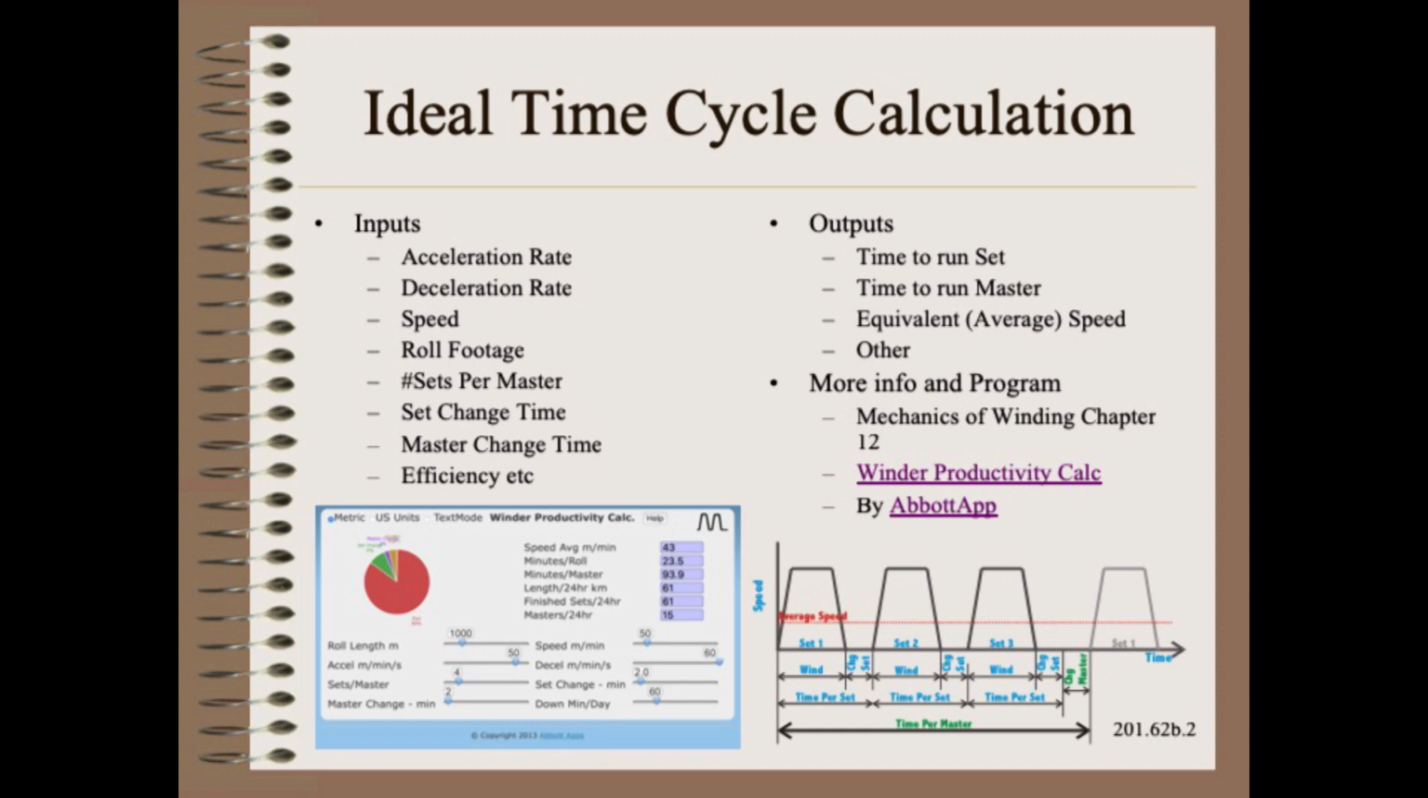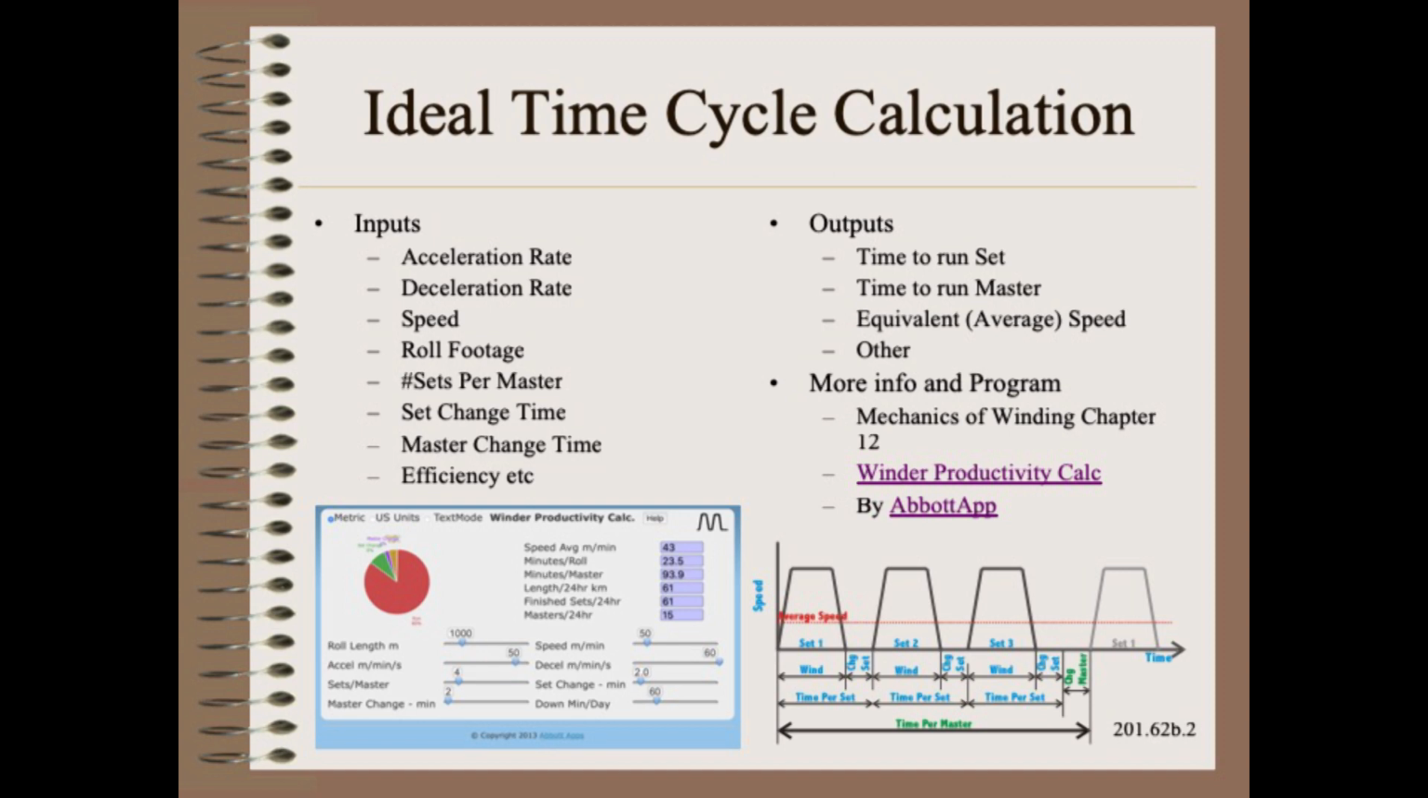Recall from the last clip how we can calculate ReWinder or R2R converting machine productivity. All we need is simple inputs such as roll length and running speed. These calculations are detailed in Chapter 12 of my first winding book and are the subject of several papers presented by other authors in the 1980s.